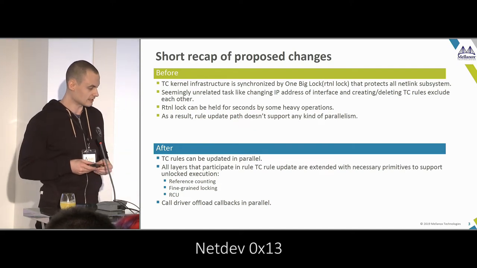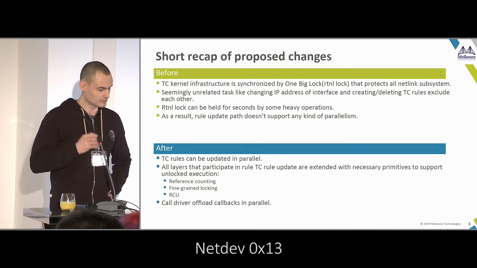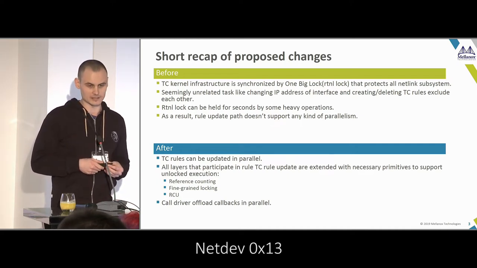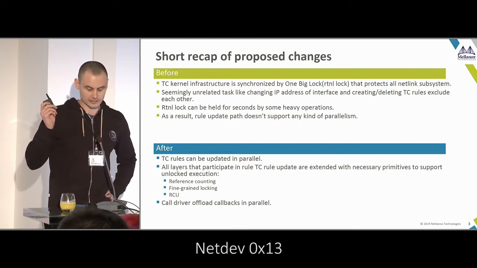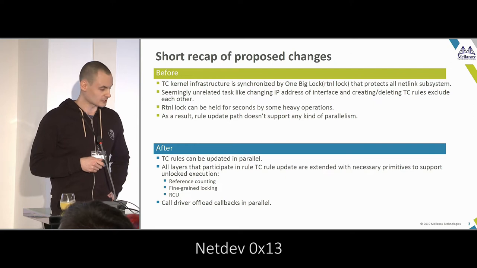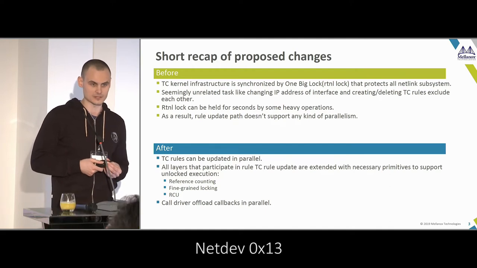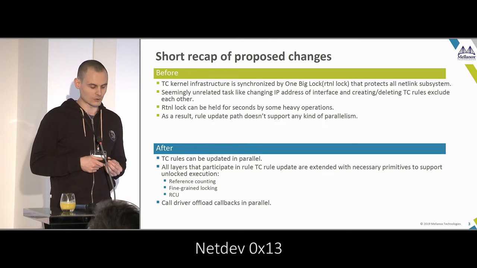So I started with the design that implemented reference counting, RCU, fine-grained locking on all layers, which is basically classifier API, action API, and specific classifiers that we use in our project. It's flower classifier. I think a lot of people are using it. And it is a specific classifier which I would like to unlock and allow parallel execution on its slow path.